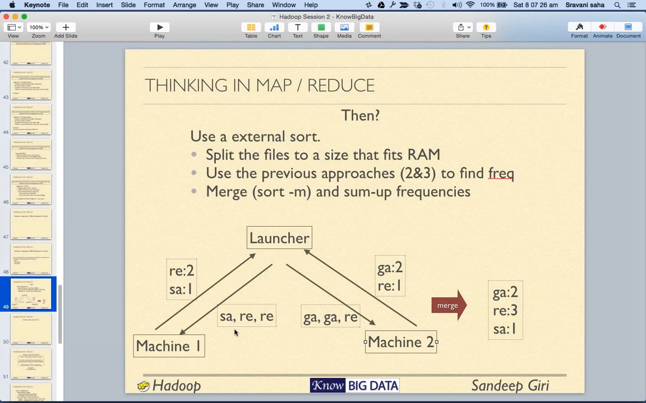Say, for example, the launcher sends sa re re to machine 1 and ga ga re to machine 2. Machine 1 returns the frequency of re as 2 and sa as 1, and since re is smaller than sa lexically, as in a dictionary, the result is this. Similarly, for machine 2 we got ga 2, re 1, and then the launcher merges the two results and gives us this. You can notice that re has become 3, and the result is ordered ga, re, and sa. So is the approach clear, Kalyan, now?